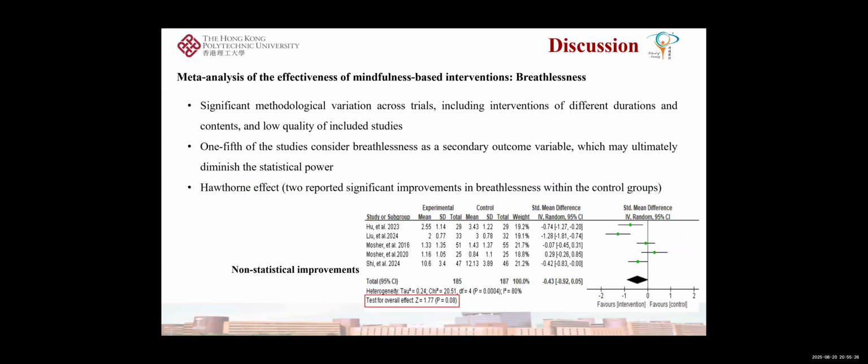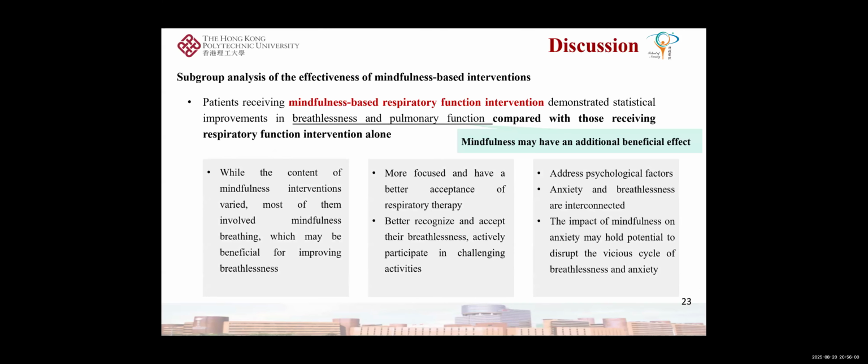For the discussion, there may be some reasons for the non-statistical results for breathlessness. As mentioned before, the included studies showed significant methodological variation. Besides that, one fifth of the studies considered breathlessness as a secondary outcome, which may diminish the statistical power. And the Hawthorne effect may be involved, since two studies reported significant improvements in breathlessness in the control group. And I want to say subgroup analysis indicates interesting results.